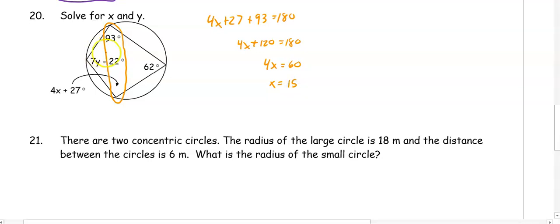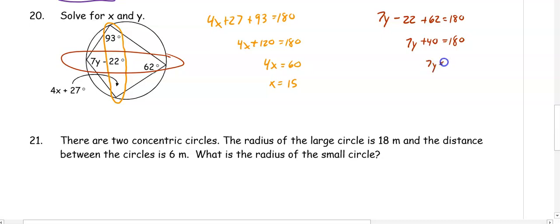The other set of opposite angles are also going to be supplementary. So we have 7y minus 22 plus 62 equals 180. So we get 7y plus 40 equals 180. 7y is equal to 140. So y is 20.